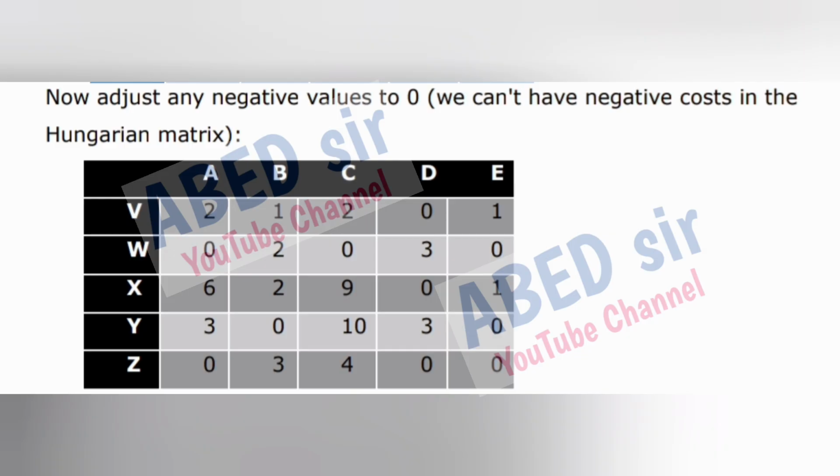A, B, C, D, E. V: 2, 1, 2, 0, 1. W: 0, 2, 0, 3, 0. X: 6, 2, 9, 0, 1. Y: 3, 0, 10, 3, 0. Z: 0, 3, 4, 0, 0.